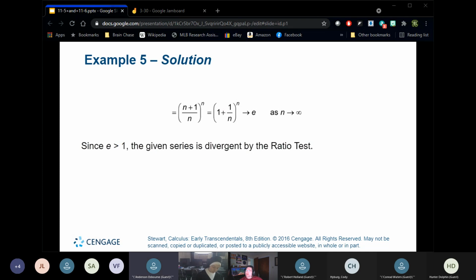You said 1 plus 1 over n to the n, the limit is always e? Yep, that limit goes to e. And that's one that this book seems to really like, so it seems to come up in quite a few problems. So the chances of you seeing something like that on the test would probably be pretty high, just because of how they write their problems.